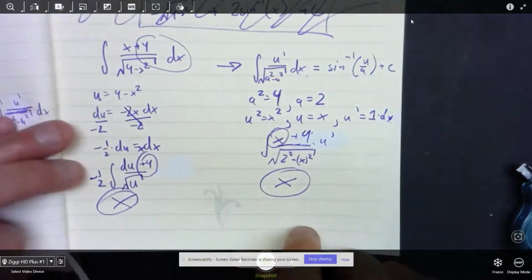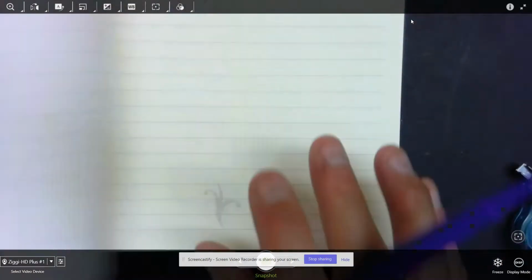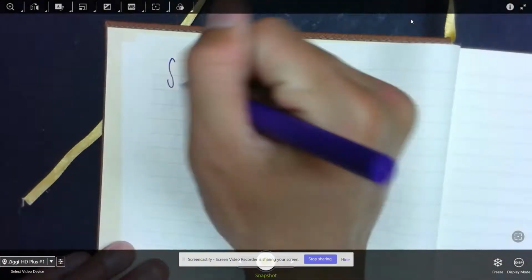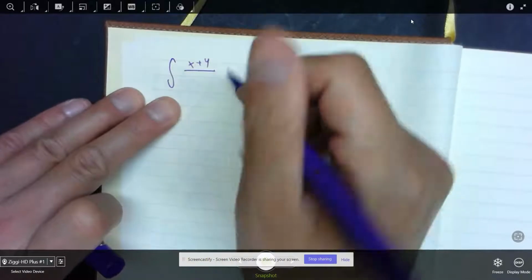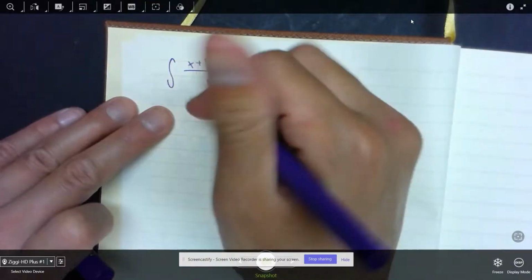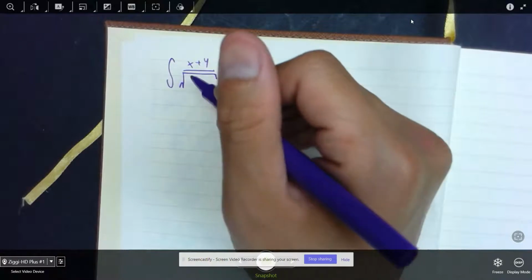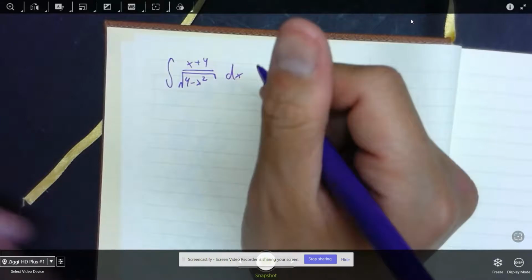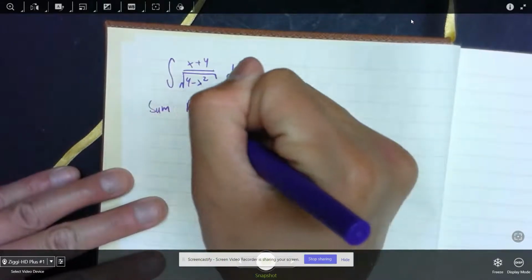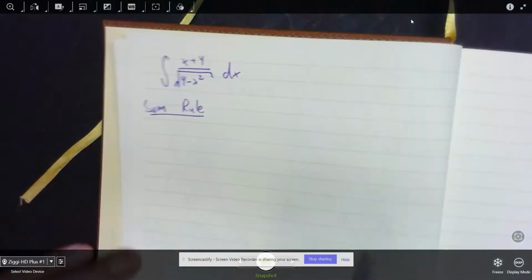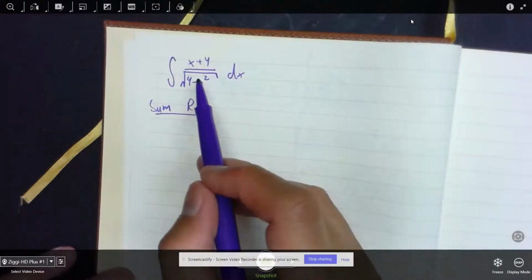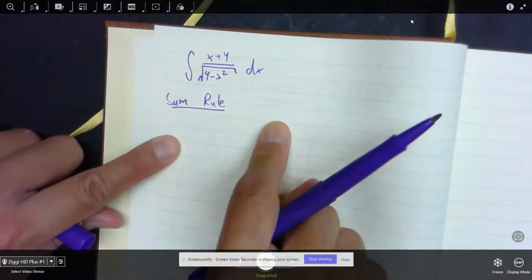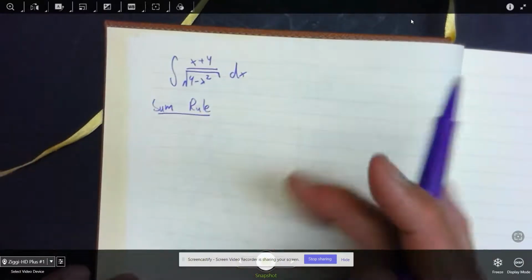How? Well, let's take a look at our problem again with a different perspective. We have the integral of x plus 4 over the square root of 4 minus x squared dx. Well, we're going to do what's called the sum rule. And the sum rule goes along with what we've learned about integrals. If you have an integral of two things being added together over a similar denominator, you can split them up into two different integrals being added together like this.